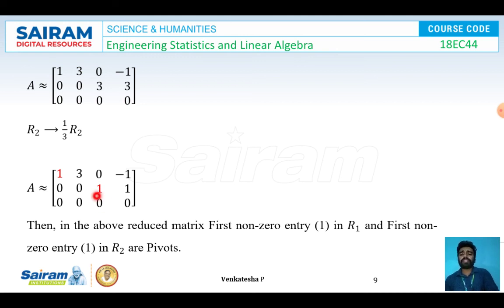So from this matrix we can see the pivots. So here the first entry of R1 row is a pivot and the first entry of the R2 row is a pivot, and we can observe that all the pivot numbers are 1, and all the 0 columns are below the pivot numbers only, and all the 0 rows are also below the pivot numbers only, and we can see a staircase pattern here. So this one and this one will be called pivot numbers.